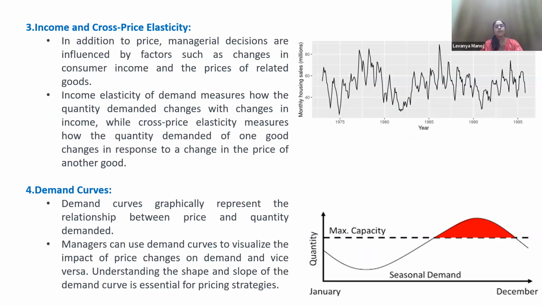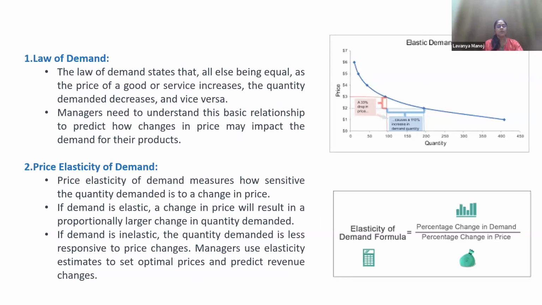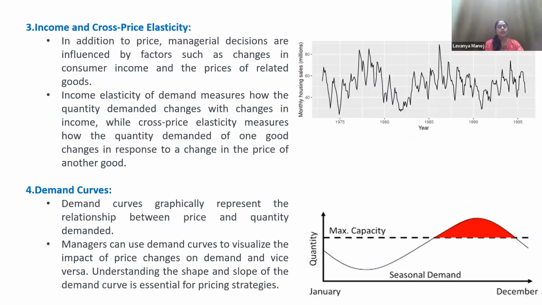Income and cross price elasticity. So income elasticity is something different. Previously we have seen price elasticity, where price is the variable. Price increases, demand decreases. Price decreases, demand increases, quantity demanded is increased. Here, in income elasticity, if an individual's income increases, the buying pattern or the buying behavior increases. If the income decreases, the buying behavior decreases.